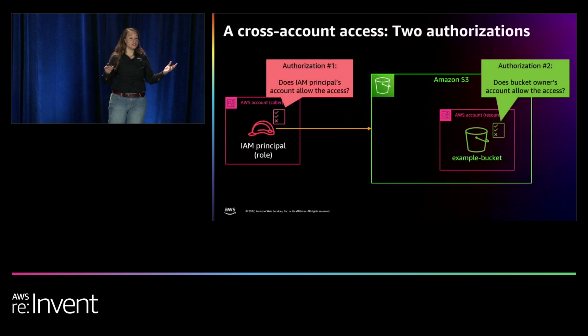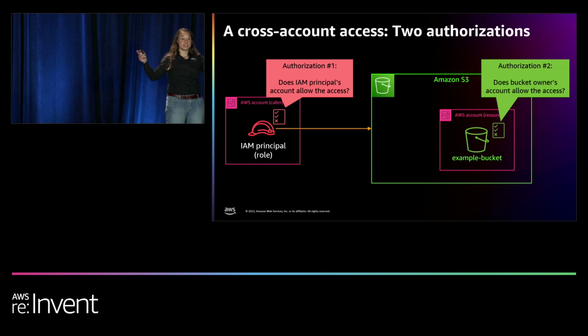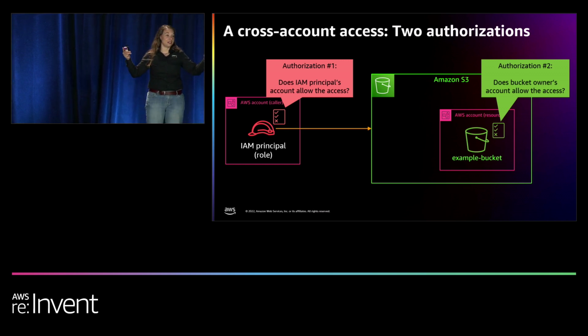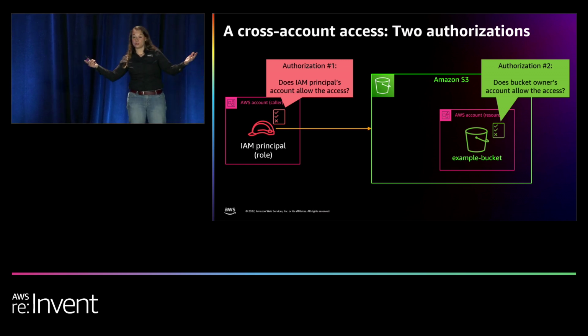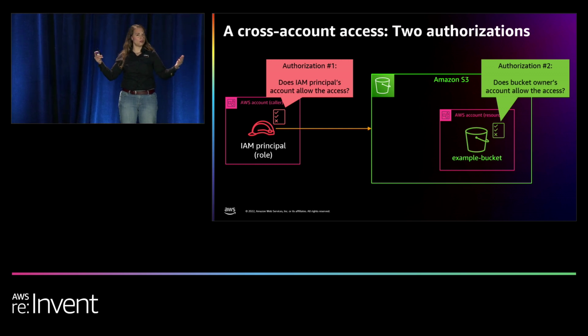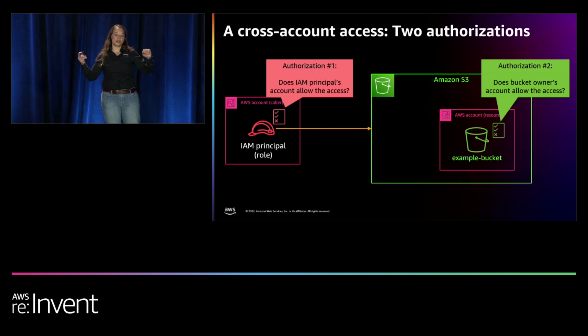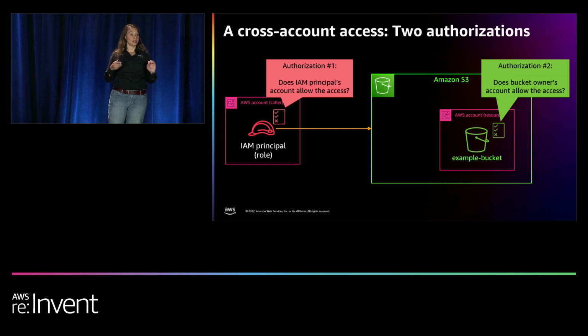So back to these two accounts, principal in one account, bucket in the other account, it kind of stands to reason that both sides of this need to say that it's okay. And to sort of throw some technical terms in there, you have two authorities issuing policies, and the principal of the one is involved and the resource of the other is involved. So they both have to allow the access. So there's two authorizations when you have a cross-account access.